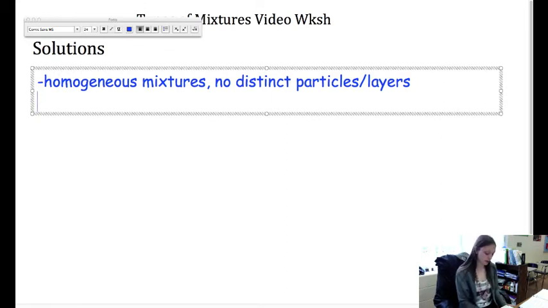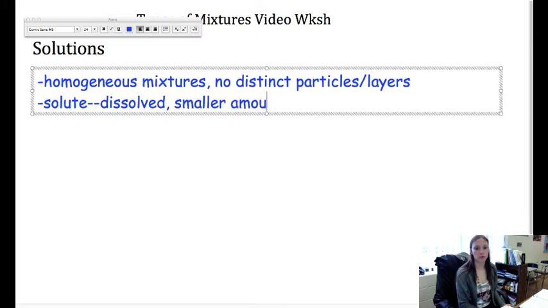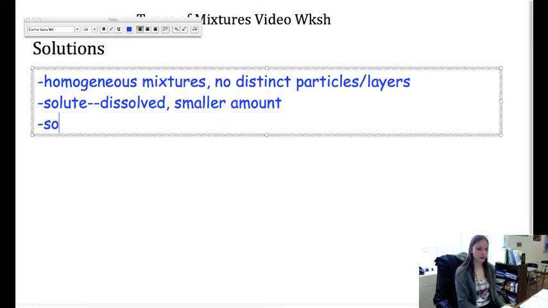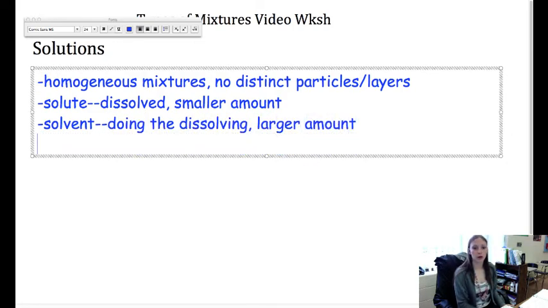Solutions have two parts. They have a solute, which is what's being dissolved, or in the smaller amount. And then you have a solvent, which is the one doing the dissolving. It's in the larger amount. Now, solutions are not just liquid form. You can have gas solutions, solid solutions, or liquid solutions. You can have alloys, which are solid solutions. You can have air, which is a gas solution. There can't be distinct particles.